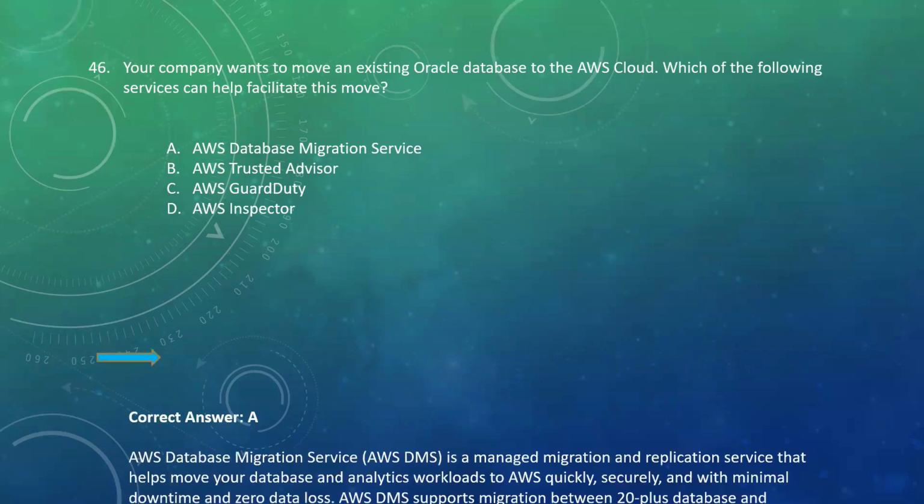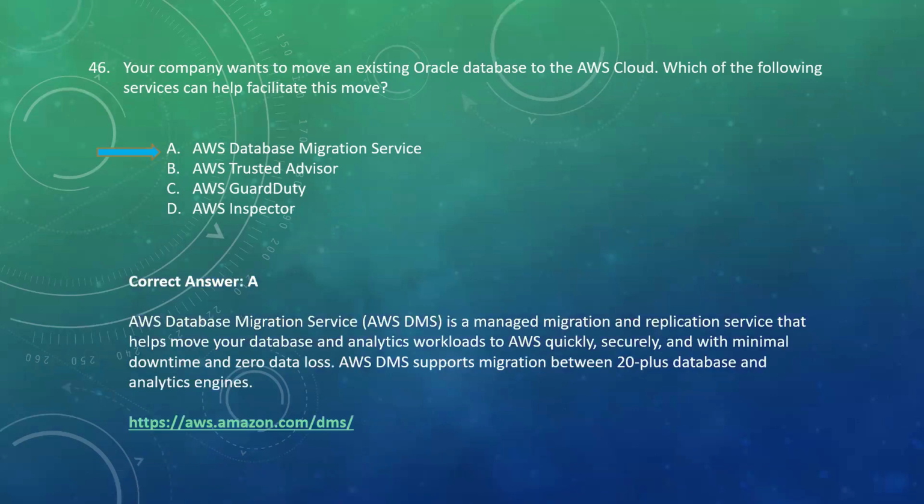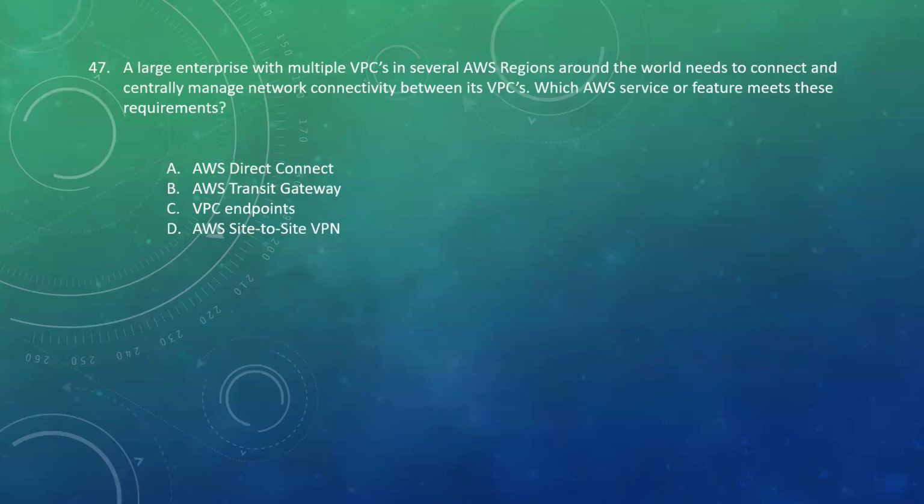So the right answer is AWS Database Migration Service. It is a managed migration and replication service that helps move your database and analytics workloads to AWS quickly, securely, and with minimal downtime and zero data loss. AWS DMS supports migration between 20-plus databases and analytics engines. Moving on to question number 47.